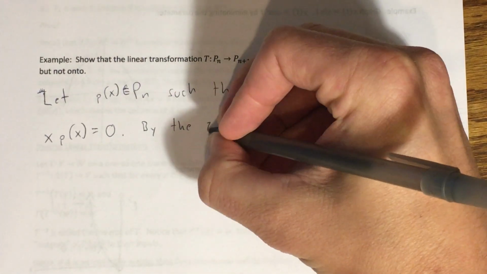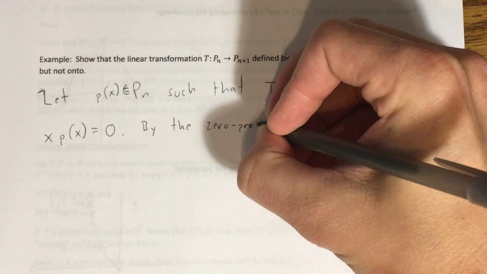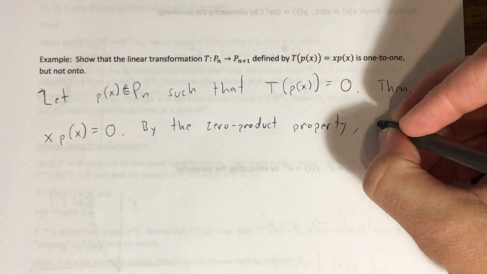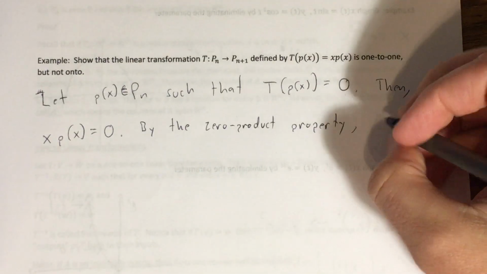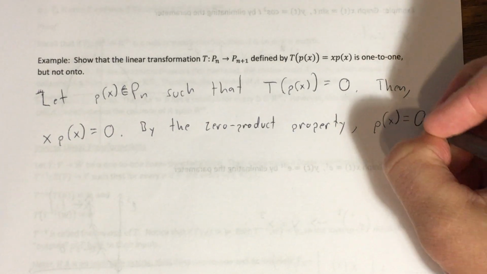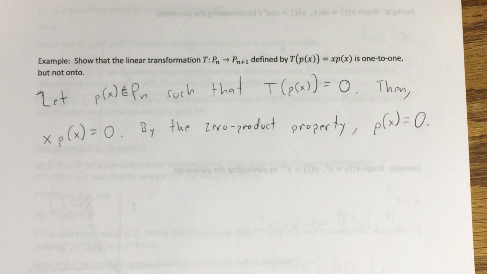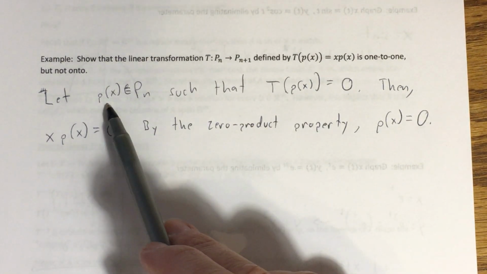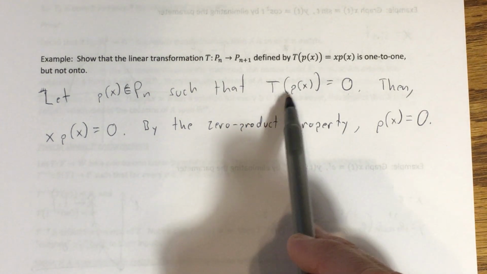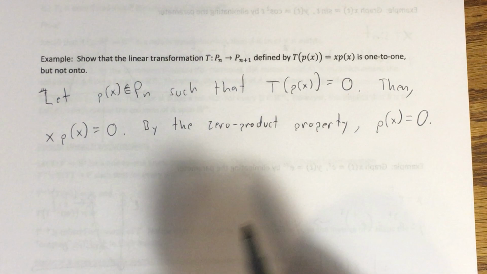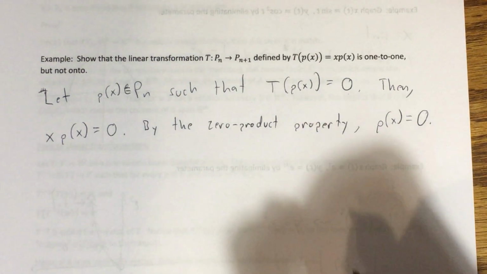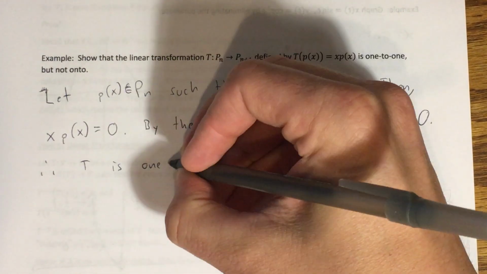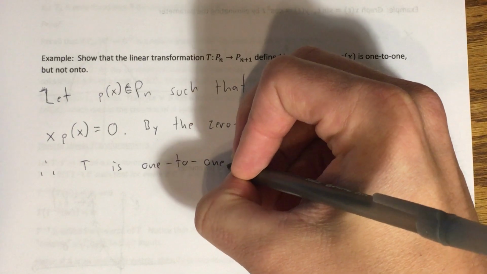By the zero product property, this is from algebra, x can't equal 0, so p of x must equal 0. Namely, the zero function, right? So that's what I wanted to prove, because this says if you pick an arbitrary vector in the kernel of T, it can be shown that that vector has to be the zero function, or the zero vector in Pn. That establishes this one-to-one property. Therefore, T is 1-to-1.